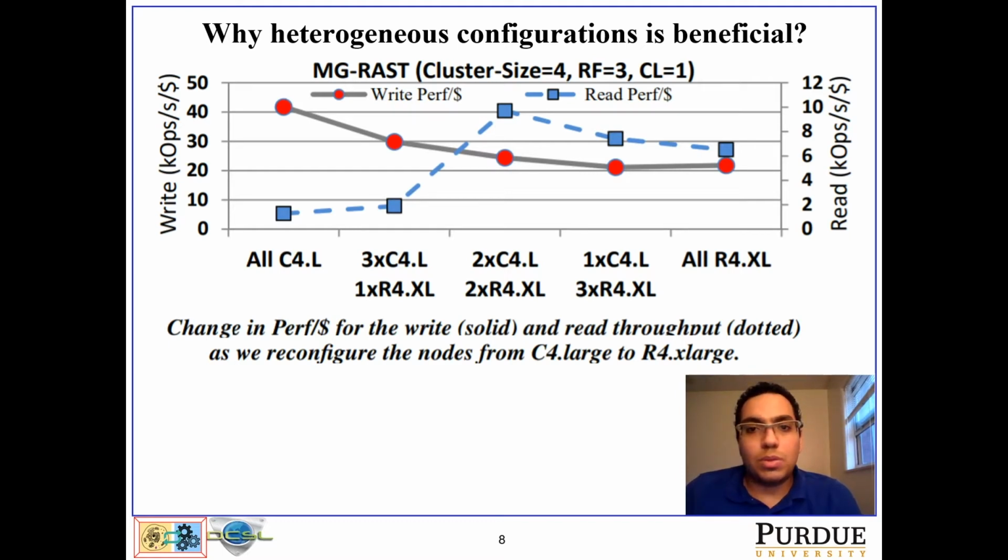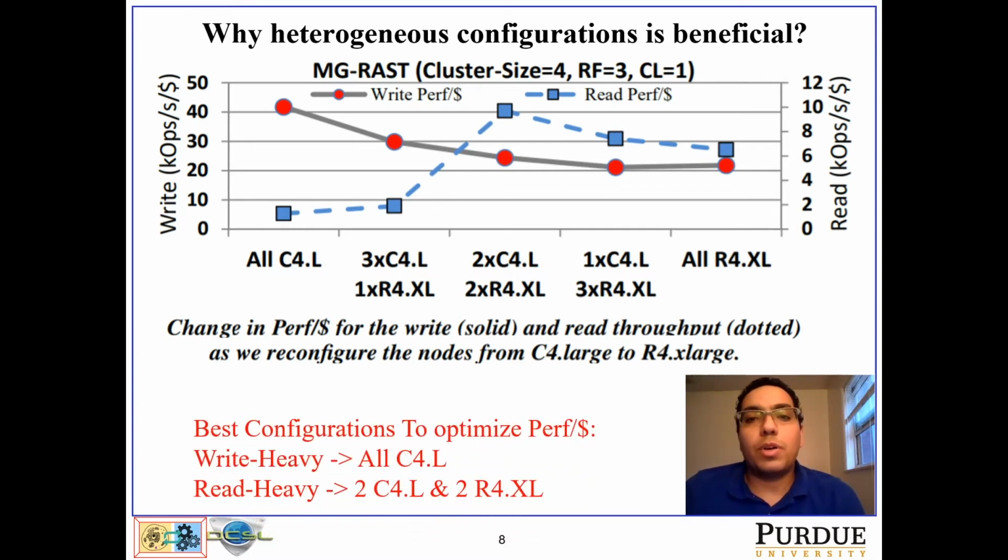With all nodes configured to C4.large, we achieve the best write performance. However, we also achieve the lowest read performance because C4.large has very small RAM. Now, by reconfiguring 2 of the nodes to R4.xlarge, which has much bigger RAM size than C4, we notice that there is a degradation in performance with respect to writes. However, we see a 9x improvement with respect to reads.